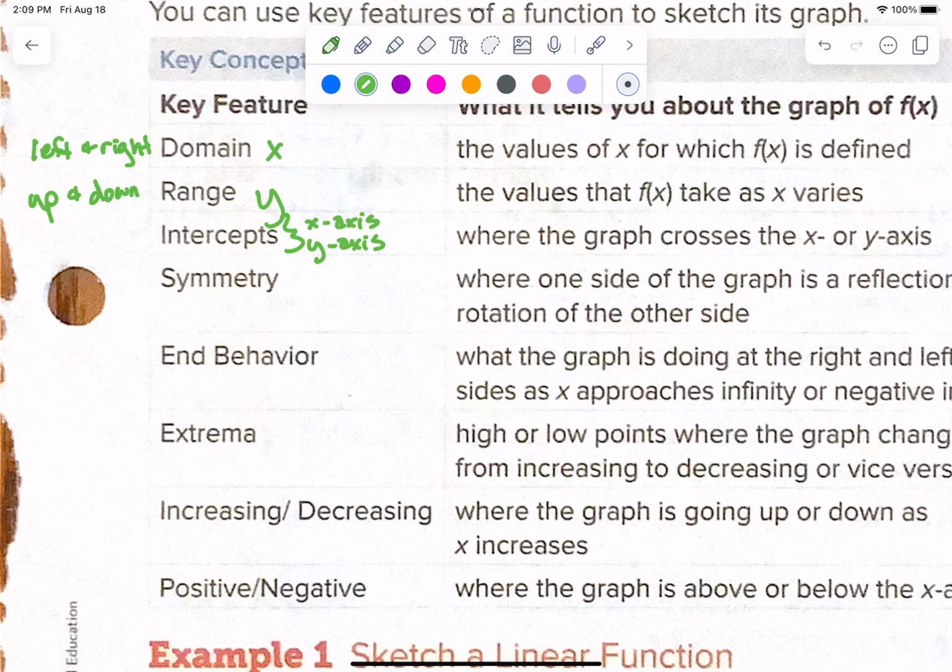How many y-intercepts can you have? One. Why not more than one? If it goes like this, right, it's not going to pass the vertical line test, so it's not going to be a function. So you will only have one y-intercept, unless it's not a function. You only have one y-intercept, but you can have a bunch of x-intercepts if you want to, okay? So only one y-intercept, all right?